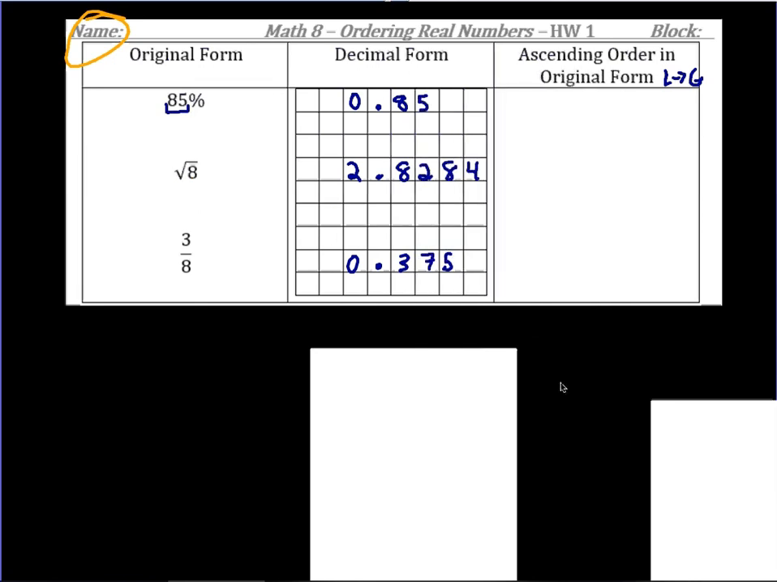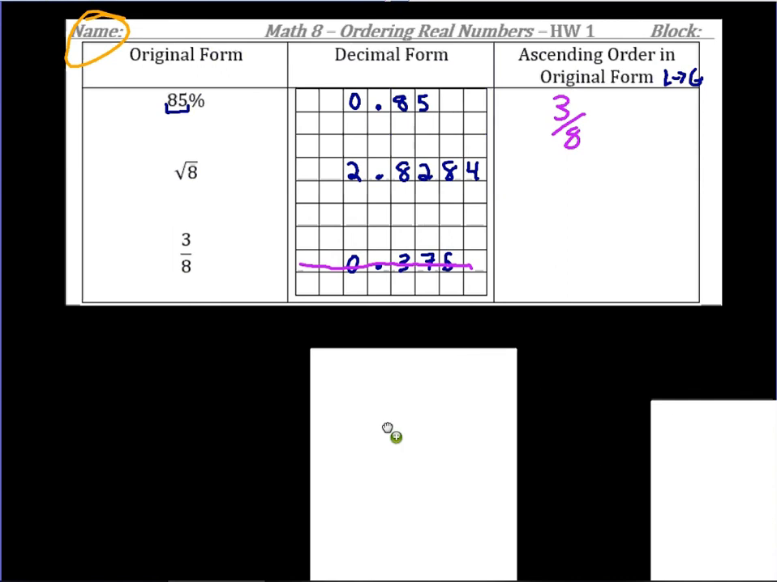So let's go ahead and write that down. We're going to say that's 3 over 8. And we want to make sure that we cross it out. We don't want to cross it out too much, because we want to make sure that we can still see it, but we are showing that we already used it.